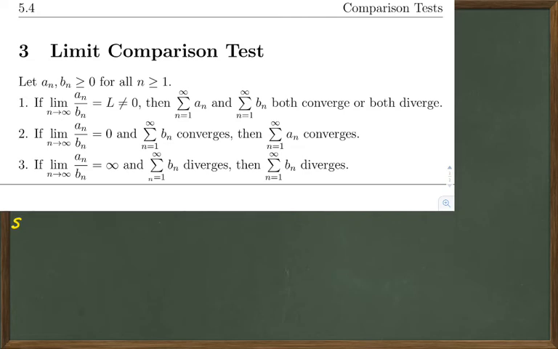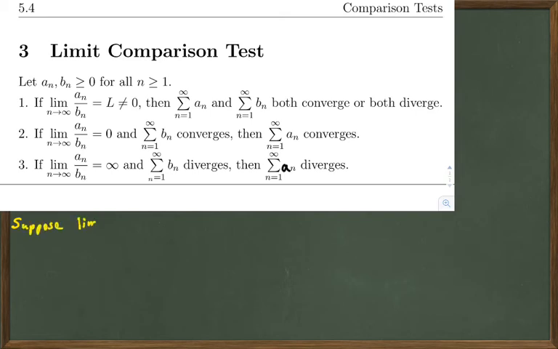If the limit as n goes to infinity of a sub n over b sub n is equal to infinity, and the series n equals 1 to infinity of b sub n diverges, then so will the series. That looks like it's a typo. Let's go ahead and fix that. It says, if the limit as n goes to infinity of a sub n over b sub n is equal to infinity, and the sum n equals 1 to infinity of b sub n diverges, then so will the sum of a sub n. The sum n equals 1 to infinity of a sub n will also diverge.